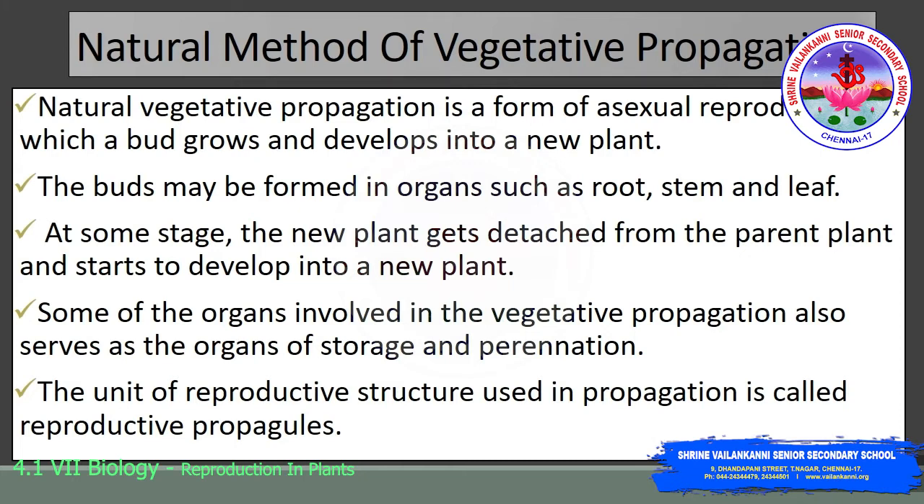Natural vegetative propagation is a form of asexual reproduction in which a bud grows and develops into a new plant. The buds may be formed in organs such as root, stem, and leaf. At some stage, the new plant gets detached from the parent plant and starts to develop into a new plant. Some of the organs involved in vegetative propagation also serve as organs of storage and perennation. The unit of reproductive structure used in propagation is called reproductive propagules.